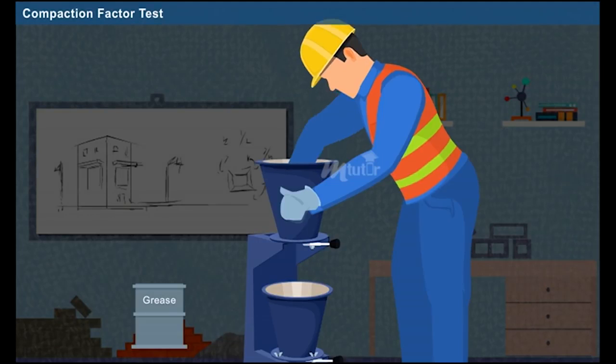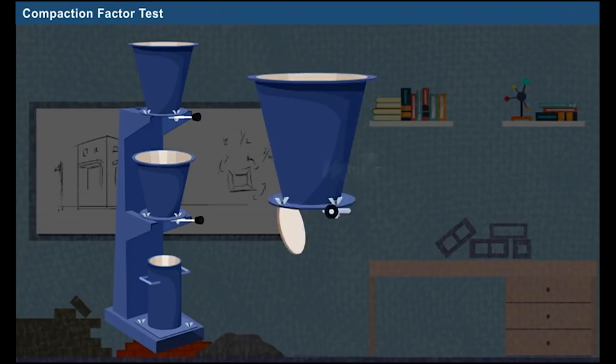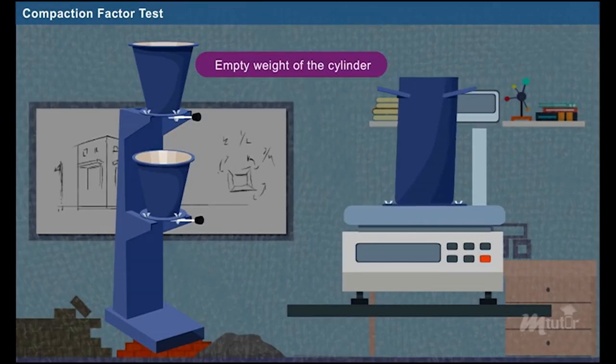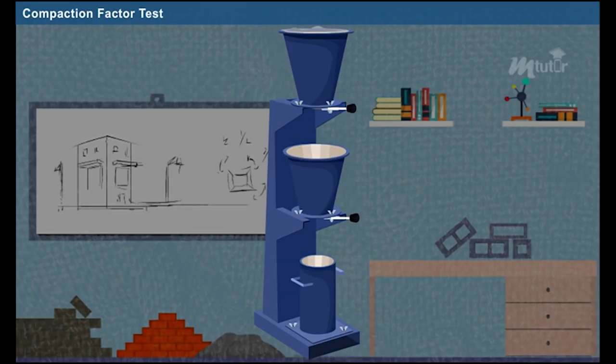The inner surface of the hoppers and the cylinder is made free from moisture and greased. Close the trapdoors of the hoppers. Then, measure the empty weight of the cylinder, that is W1 kilograms. Fill the fresh concrete on the top hopper using a trowel without compacting it. Then, the top hopper trapdoor is opened. Thus, the concrete falls on the lower hopper.